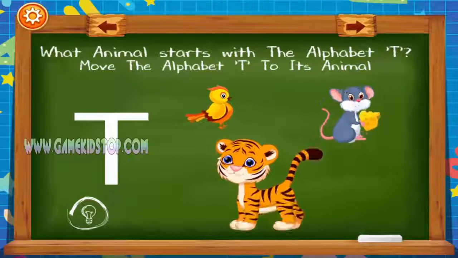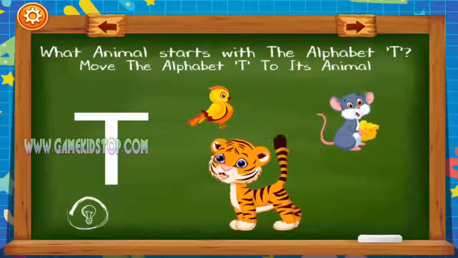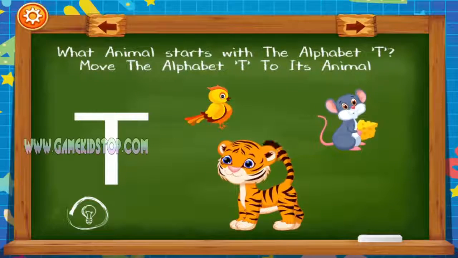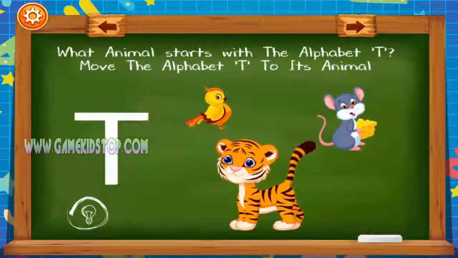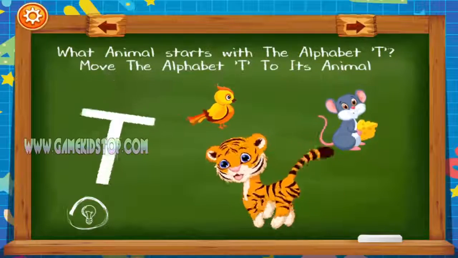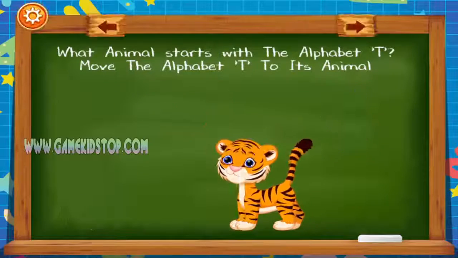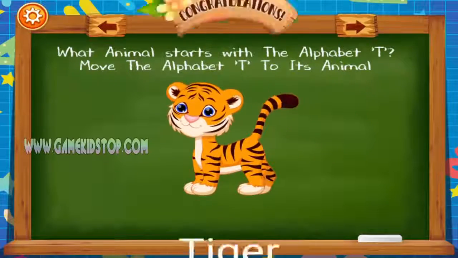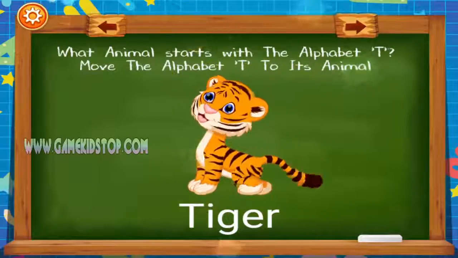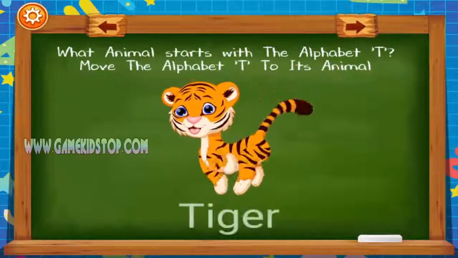What animal starts with the alphabet D? Move the alphabet D to its animal. D. Tiger. Congratulations! Tiger.